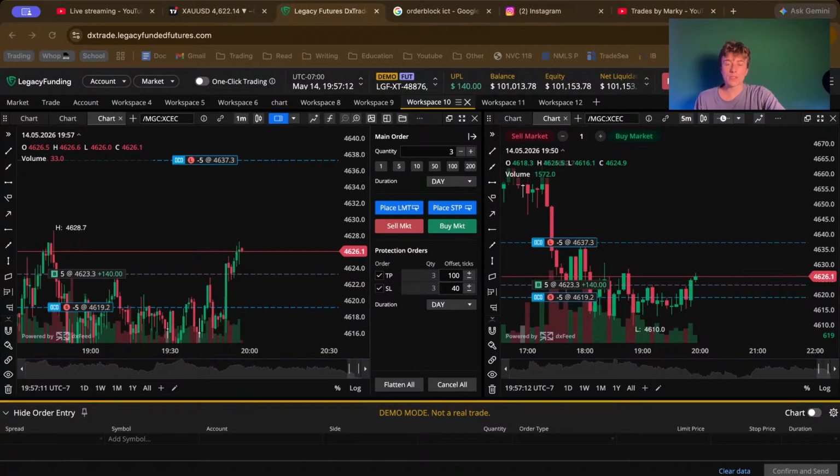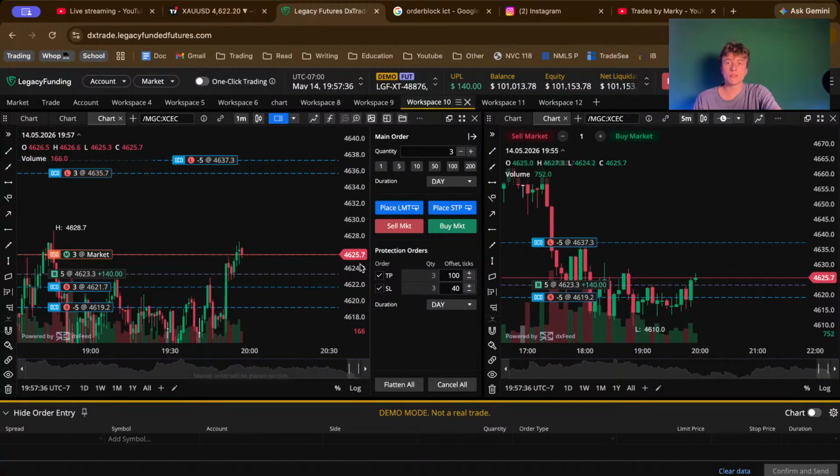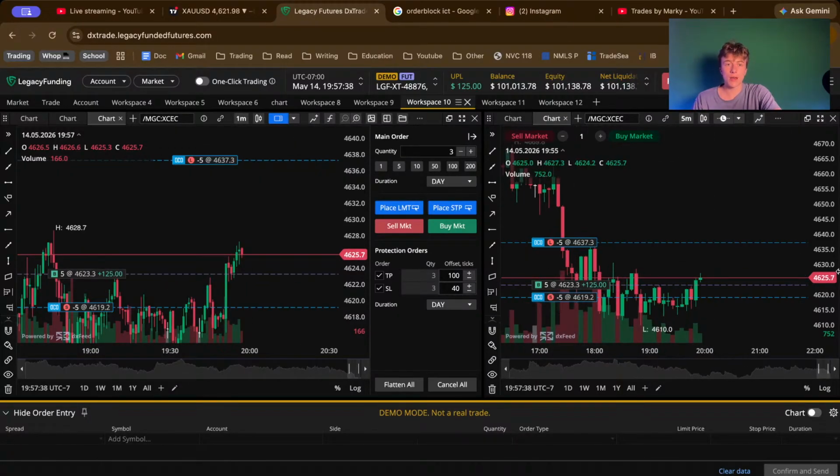Why can't I move my stop loss on my iPhone? It won't let me grab and drag it. Are you on Legacy? You're on Legacy DX Trade on your phone? I've never used it on my phone, so I'm not sure what that issue could be. I would definitely recommend trading on the laptop. This one's mainly oriented for the laptop. You can do a lot with it on your laptop.